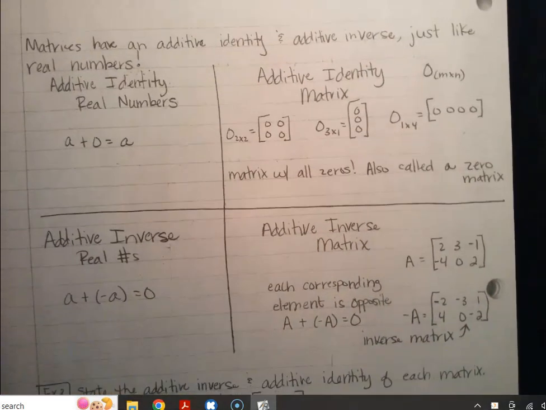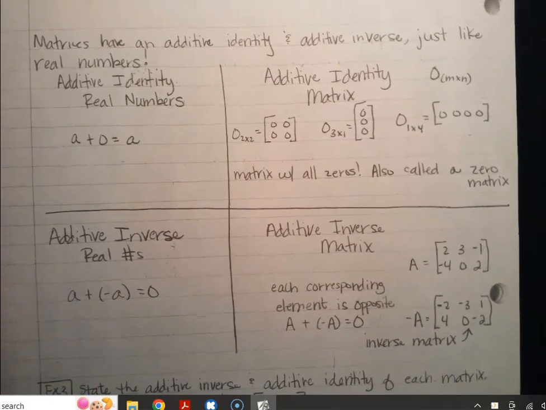Okay, so next, we'll talk about how these matrices have an additive identity and an additive inverse, just like real numbers. So I kind of made this chart. It's not in your book, but to help us out. The additive identity in real numbers says that A plus 0 equals A. So when we add 0, we still get A.